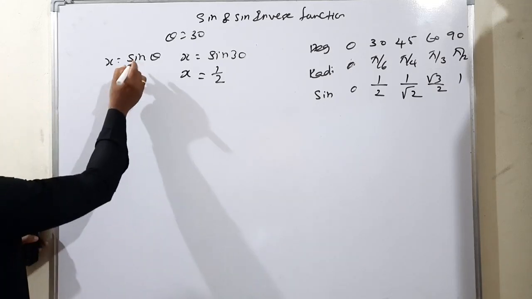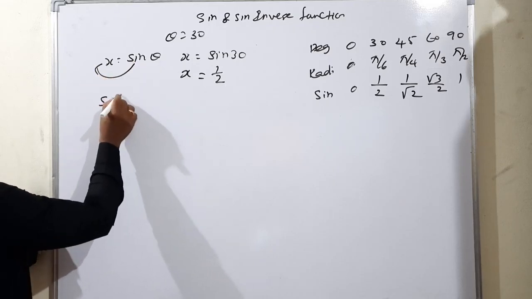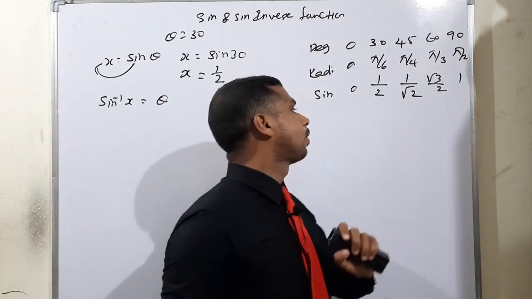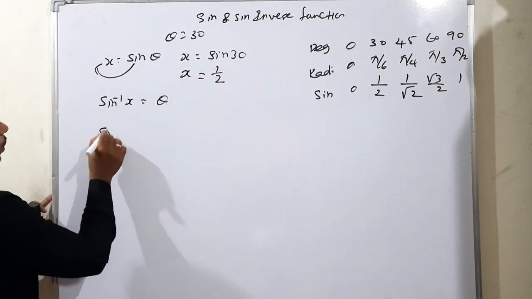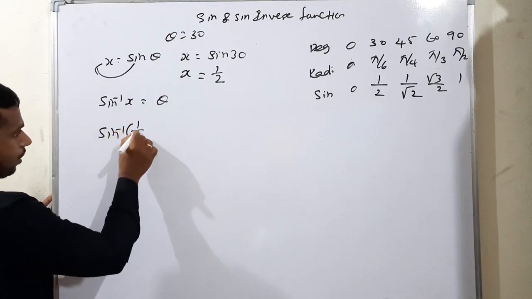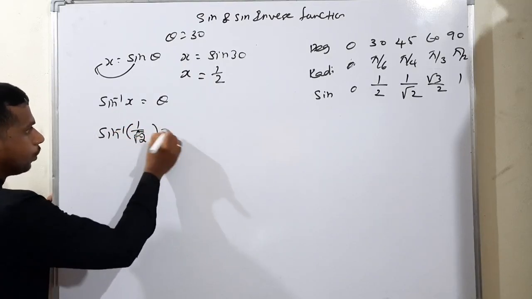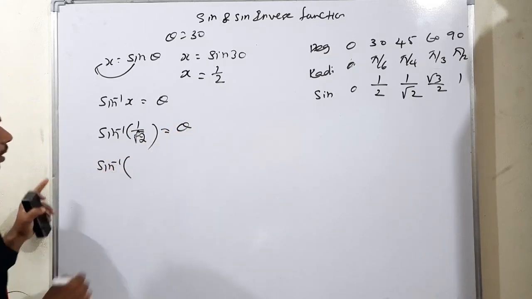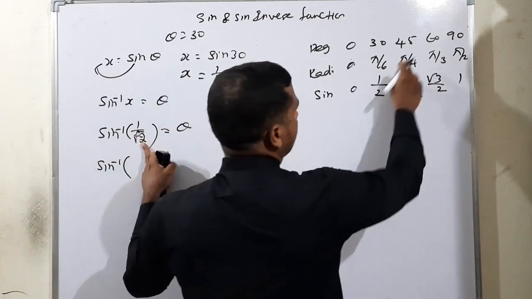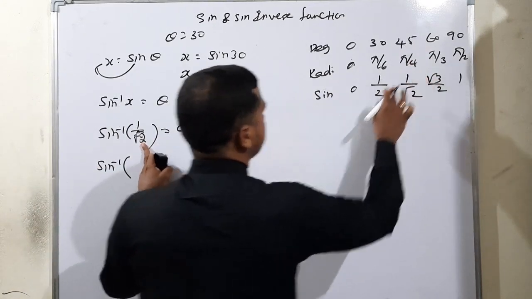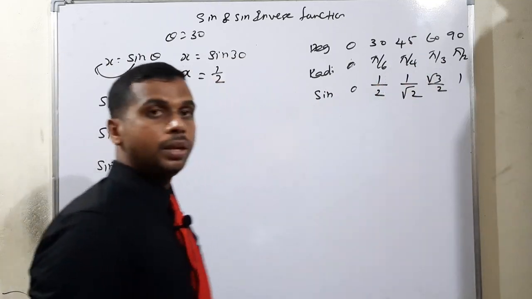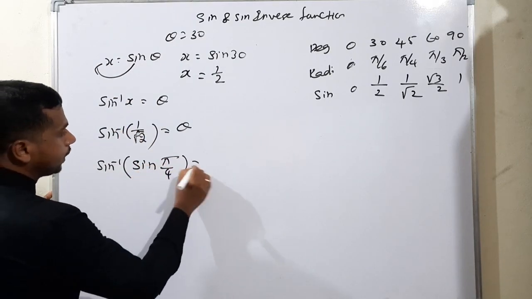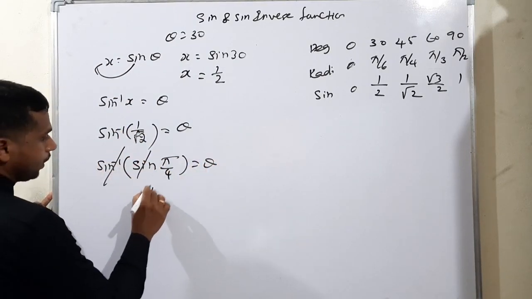How do we find the same function in inverse trigonometric? Inverse trigonometric means sine moves to the opposite side. Sine moving to the opposite side means sine inverse x is equal to theta. Instead of x we can take any value. I will consider 1 by root 2. Sine inverse of 1 by root 2 is equal to theta. What is 1 by root 2 in radians? It is pi by 4, isn't it? So sine pi by 4 value is 1 by root 2. Instead of 1 by root 2 we can write sine pi by 4 is equal to theta. Sine inverse and sine cancel, so theta is pi by 4.